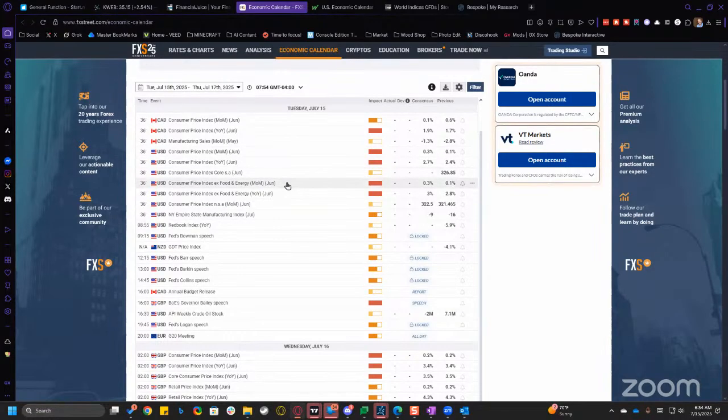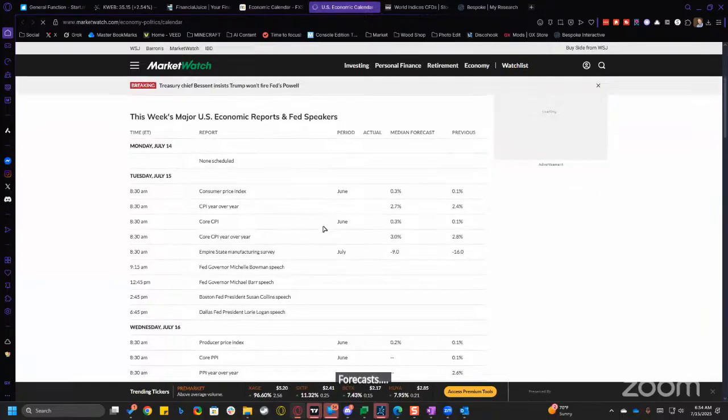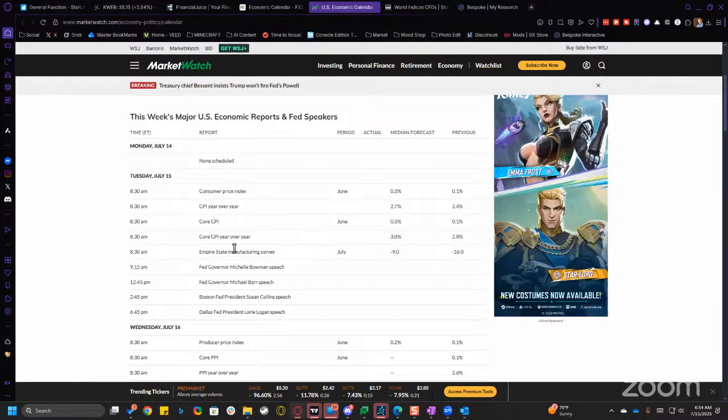I mean, we don't have some outlier forecasts. This has an outlier, but it's more of a survey than anything else. Don't really expect much out of those manufacturing surveys. But if it misses the forecast by a high enough number, we could see something.